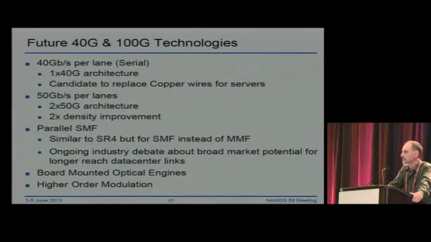50 gig, again, increasing per lane, can double 100G density by going to a 2 by 50G architecture versus 4 by 25. A huge debate in the optics industry is parallel single mode. So this is similar to the parallel multi-mode SR4, but it's parallel single mode. Now, parallel multi-mode, if you just run through the numbers, makes sense from a cost perspective for 100 meters or less.